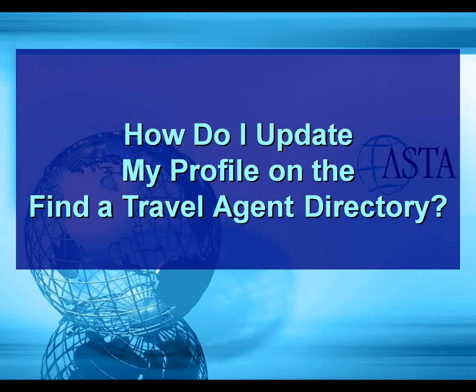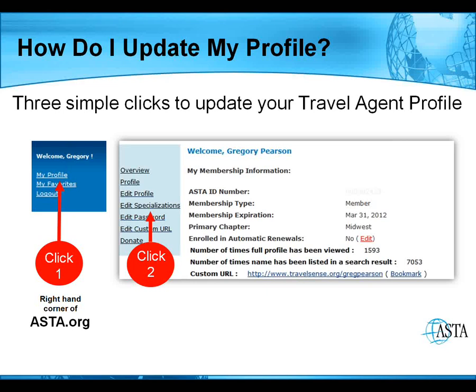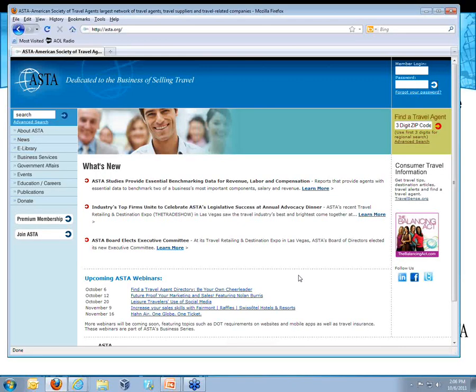So let's talk about how you update your profile on the Find a Travel Agent directory. The process really boils down to a few simple clicks. First, you will need to log into your account on ASTA.org. Now I'm going to go to a browser that has ASTA.org open. Your login is always going to be your email address that is listed in your membership profile. If you have forgotten your password, you can use the Forgot Password link that's available up here in the upper right-hand corner of the page.